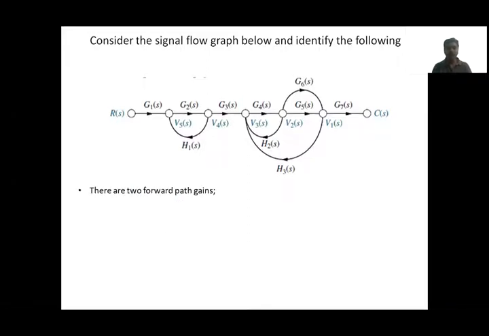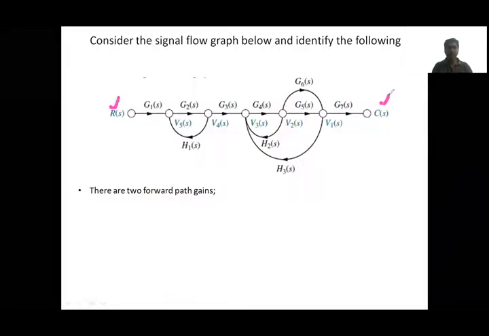First, of course, the input node and output node. The input node is this R of S and the output node is C of S. Then forward paths. How many forward paths are there? There are two forward paths. One is from the input R to the output. This is the forward path.